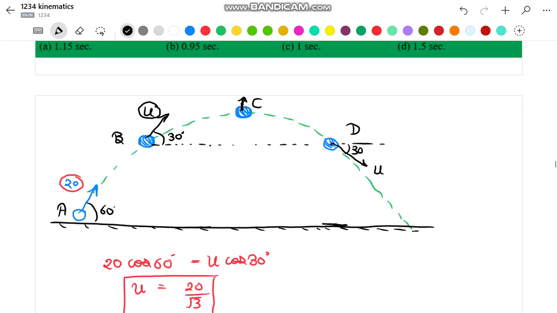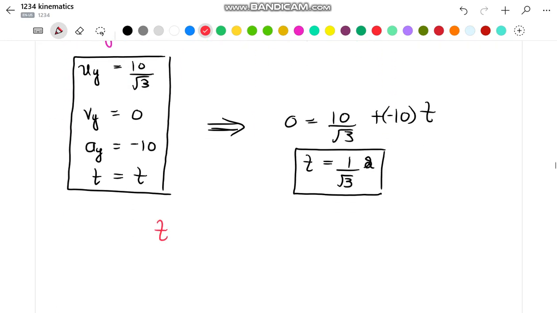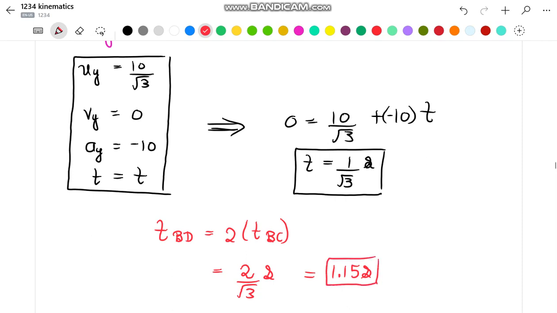Now since we know that the upward motion and downward motion are symmetric, so the total time taken to travel from B to D will be equal to 2 times the time from B to C. So our final answer for this particular problem will be time taken to travel from B to D is twice t B to C, that is 2 by root 3 seconds, which on further simplification or calculation will give the value of 1.15 seconds. This is our final desired result. Thank you.